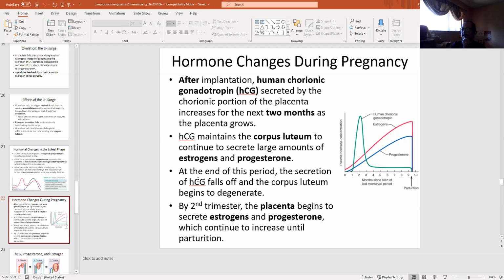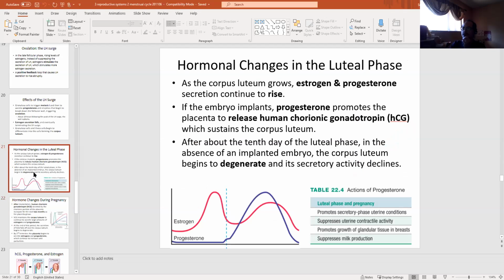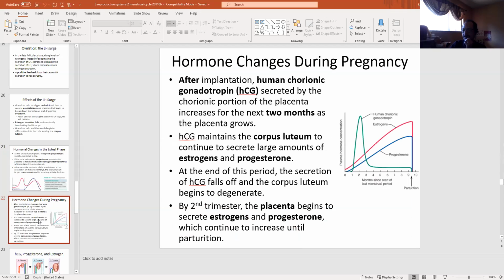And by then, they will not produce the human chorionic gonadotropin. And so the corpus luteum would degenerate, while our body still has a continuous increase of the estrogen and the progesterone coming from the placenta.